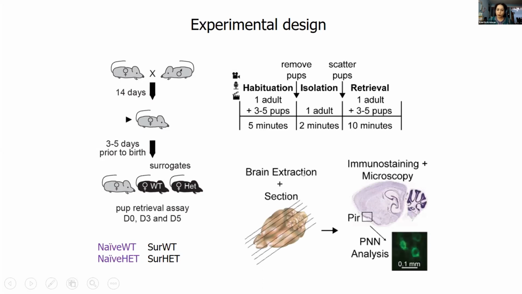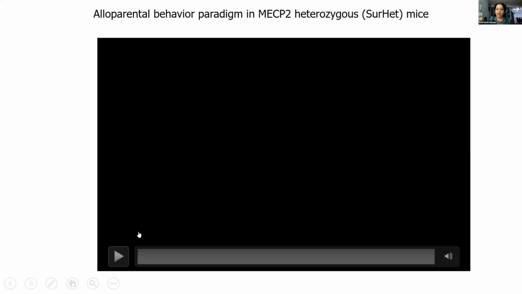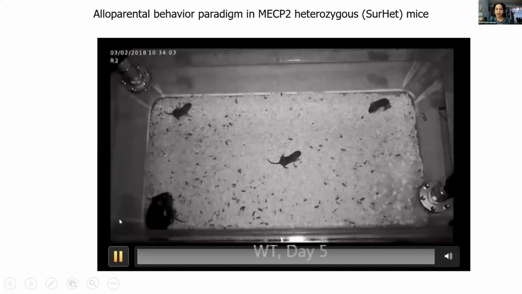After day 5, we perfuse the wild type and the heterozygous surrogates, extract the brains, and perform immunostaining and microscopy for PNN structural analysis, which you'll hear about a lot afterwards. So mice perform this alloparental care of the pups very well. Here's a video showing that assay.